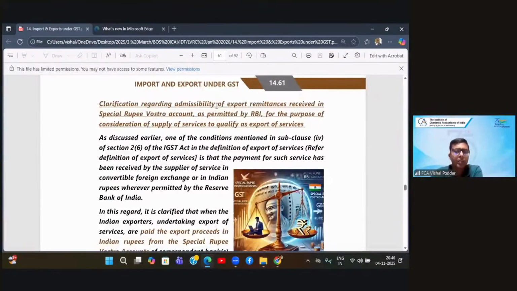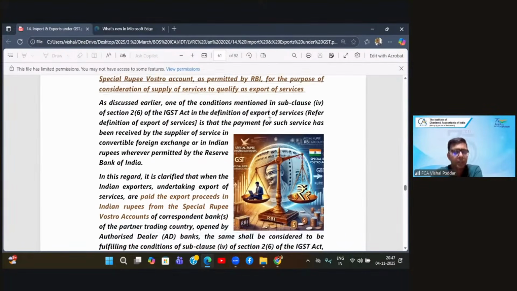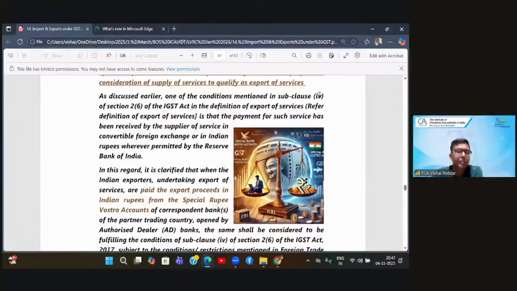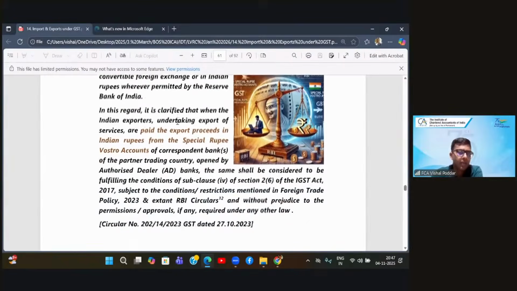Clarification. Now, this is regarding admissibility of export remittances received in special Vostro account as permitted by RBI. So, what is clarified? For the purpose of consideration of supply of service to qualify as export of service, one of the conditions is that the payment should be received in convertible foreign exchange or in Indian rupees where permitted by RBI.